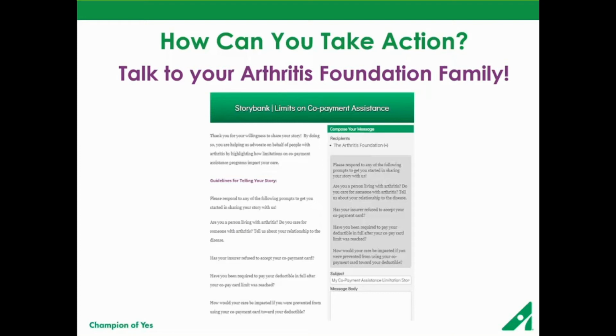So some of our prompts for this particular story bank are, has your insurer refused to accept your copayment card? Have you been required to pay your full deductible after your copay limit was reached? How would your care be impacted if you were prevented from using your copay card towards your deductible? And our goal in asking these types of questions is to really help you kind of reflect on your experience and share that back with us. So I encourage you to go online and check it out. And we'll be including this along with our recording of this webinar in our next Advocacy in Action email.